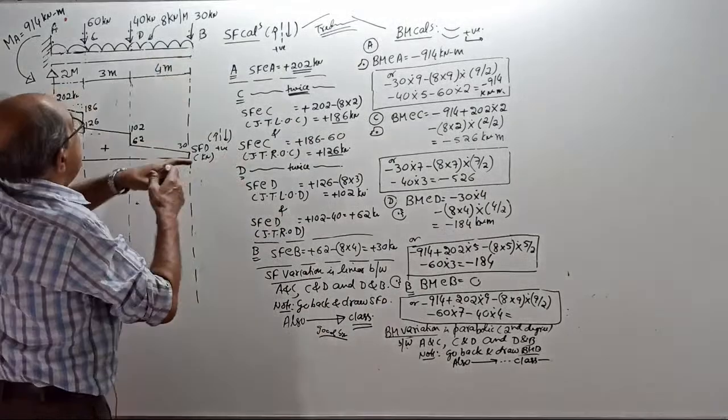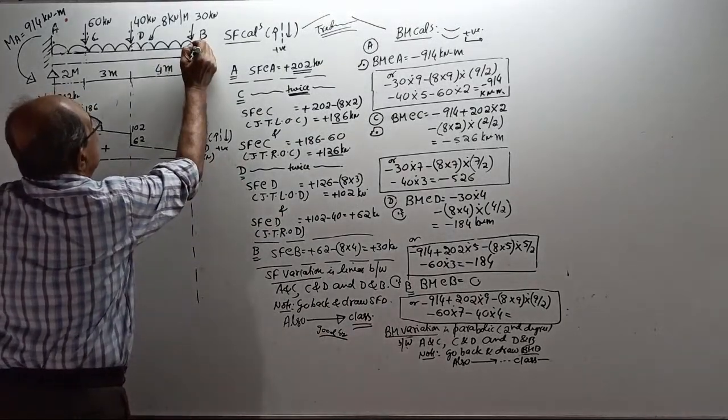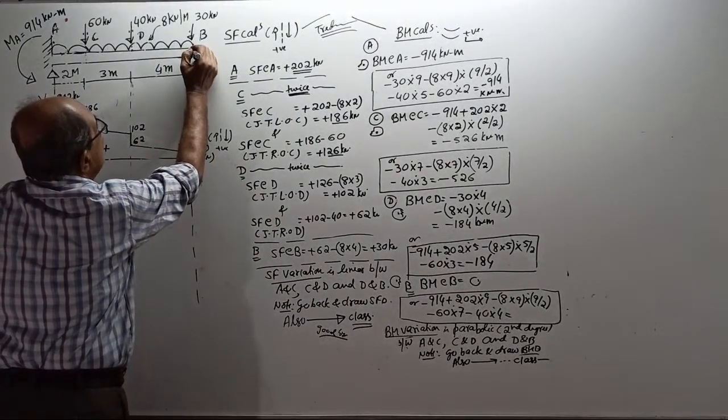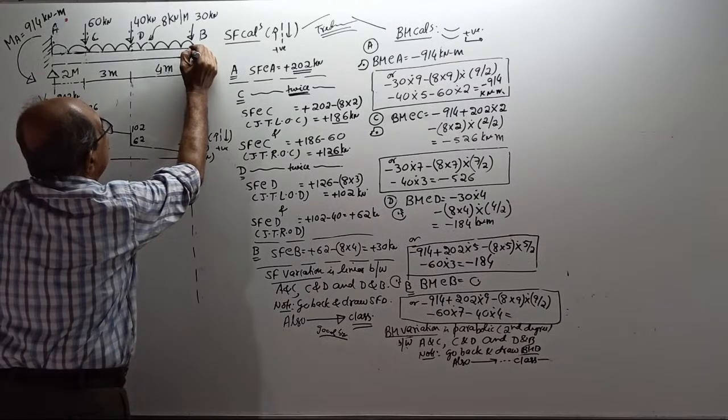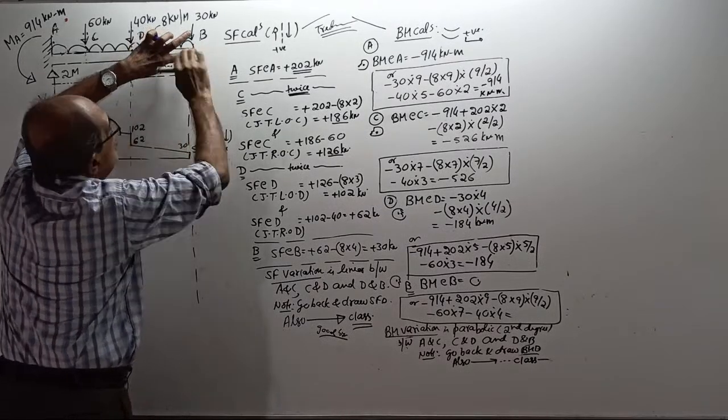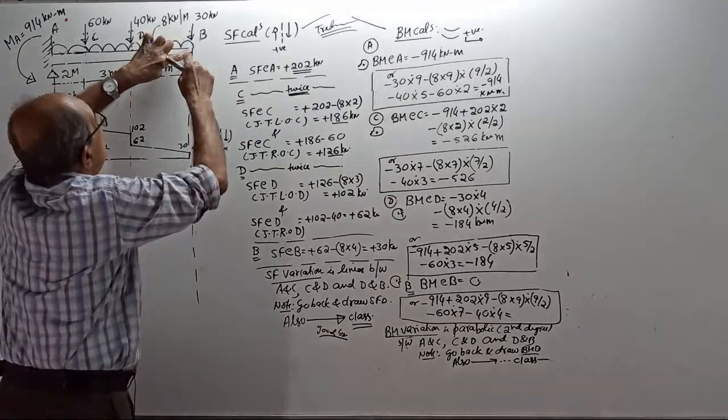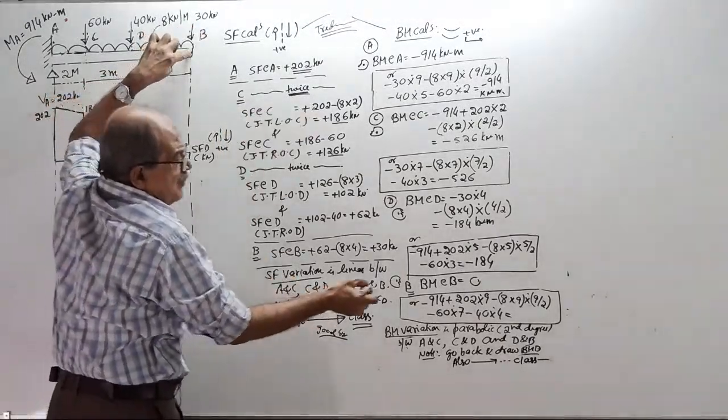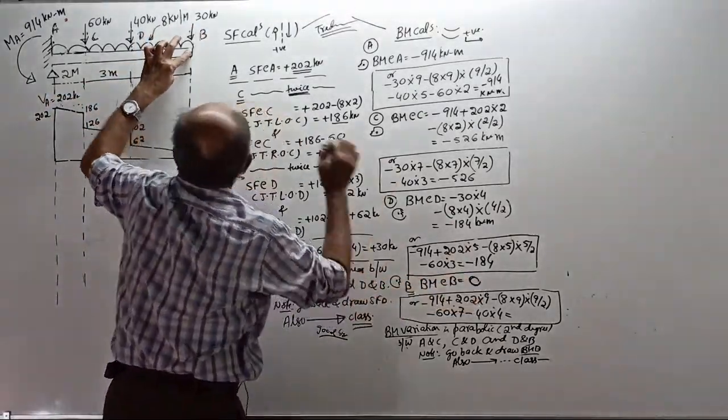Start. BM at B. Anybody with a bright idea, I told, when you come to extreme end, consider slightly inside. When you are slightly inside, look this side, nothing is there. 30 into 0. So bending moment directly 0 if you look right side.